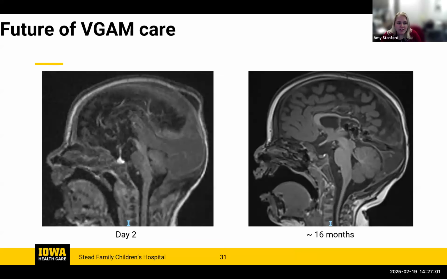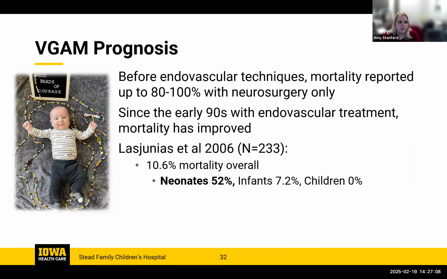So briefly, what is the future of vein of Galen care, and what can we do to continue to improve our outcomes? Before endovascular techniques, mortality was reported up to 80 to 100% with neurosurgical intervention only. Since the 1990s, with endovascular treatment, mortality has improved. This was a paper from 2006, so a while ago now, and it followed patients from 1981 to 2002, so it did see both cohorts.